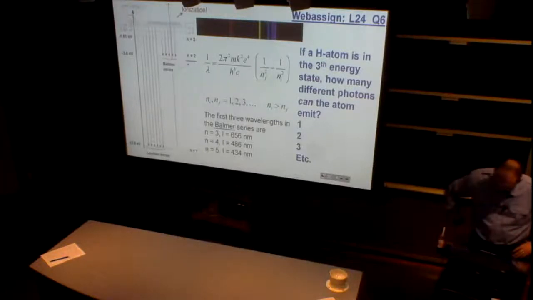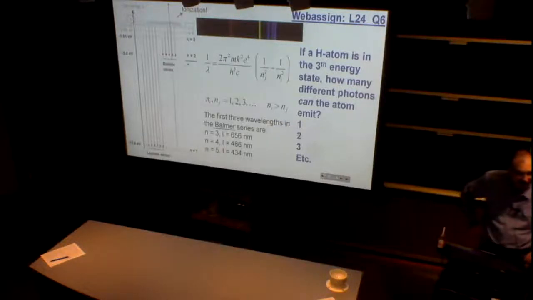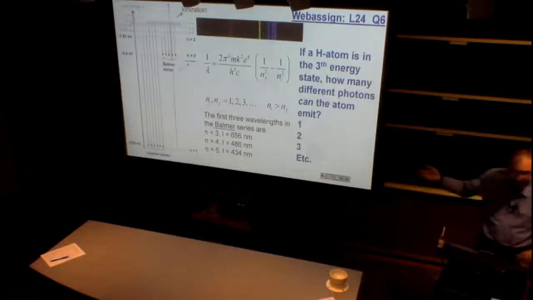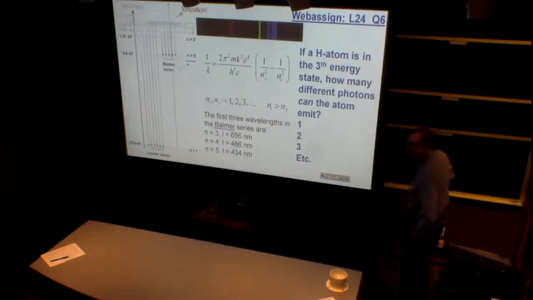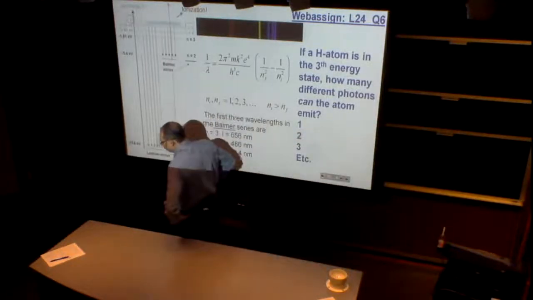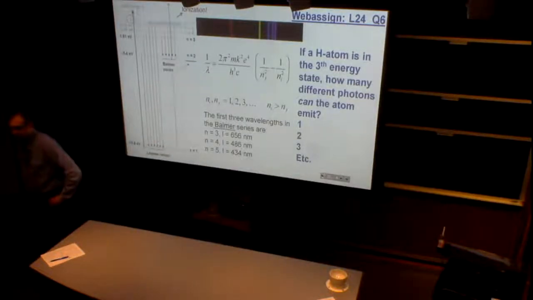Now, please, if the hydrogen atom is in the third state, how many different photons, with different frequency, different energy, different wavelengths, can that atom produce? That's the question. The answer is 1, or 2, or 3, or 4, or 5, or 6. And of course, the answer is in how many different energy differences can we calculate?